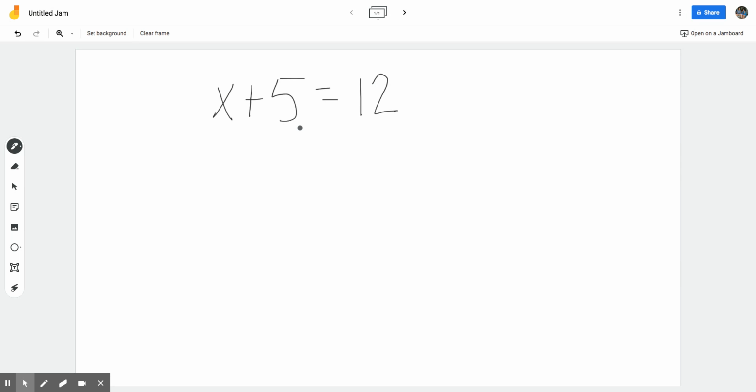In 6th grade, you probably did this, and so we would use opposite operations. You're probably doing this in your head right now, but since we're adding, we would subtract and say x is equal to 12 minus 5, which is 7. And 7 plus 5 does indeed equal 12. So that is a very basic equation. That's not what we're doing.